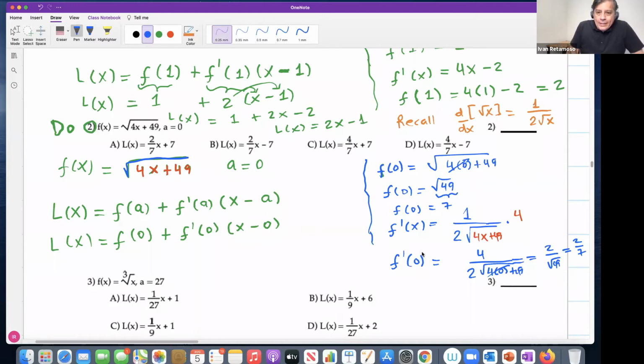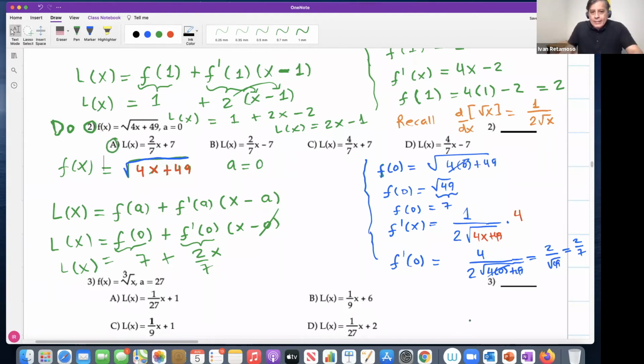Excellent. So now time to substitute our values, right? Time to substitute our values. So f of 0 in the linearization should be just this guy, 7, right? Plus the derivative evaluated at 0. We agree, 2 over 7. And this 0 disappears. So this will be x, right? So the answer sort of came out by itself, right? 7 plus 2 over 7 times x, which tells us just this, right?